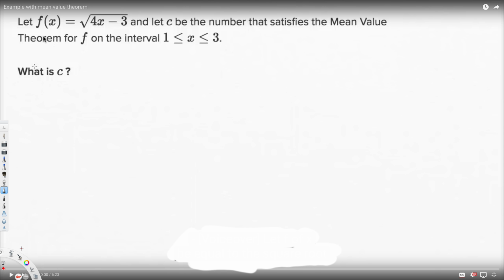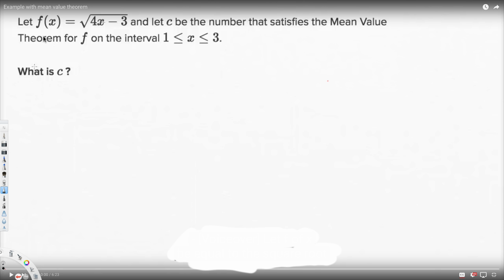So they are already saying this satisfies the mean value theorem, but if they didn't mention that, we would have to know that to satisfy the mean value theorem, we need two conditions. It should be continuous on the interval, and it should be differentiable on the interval. So how do we check that? In this case, x can be any positive real number, so all the positive values are in the domain. Since the interval is between 1 and 3, this is going to be continuous there. And if you find the derivative, you will get 2 over the square root of 4x minus 3.